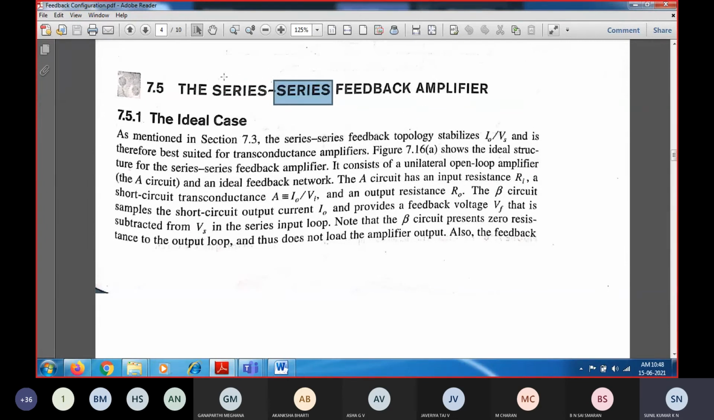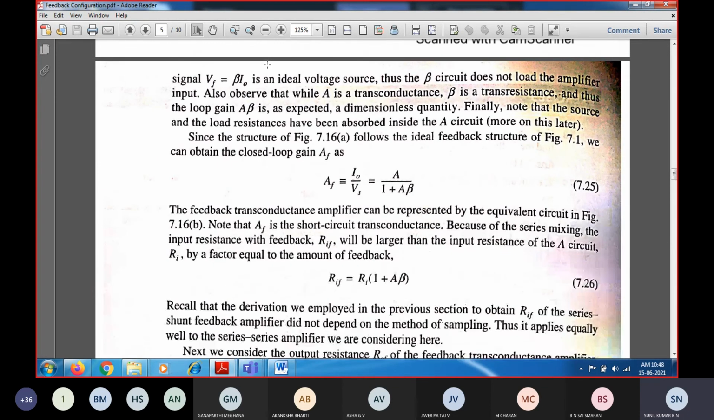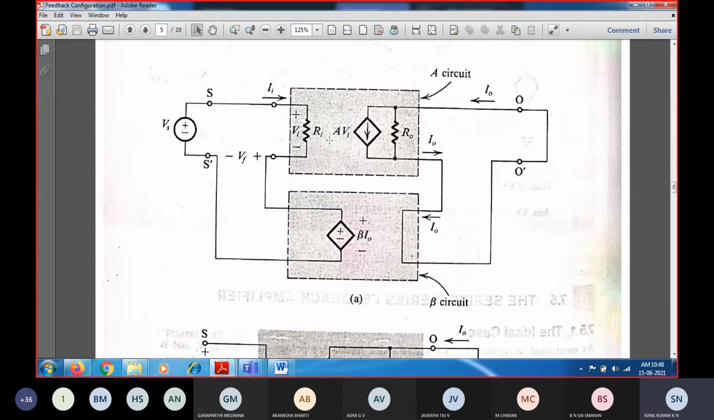So that is the main thing. I told you in the beginning, and when we derive, we will come to know the same thing that I have told right now. So for the series feedback amplifier, look at the general feedback structure. This is the transconductance amplifier.